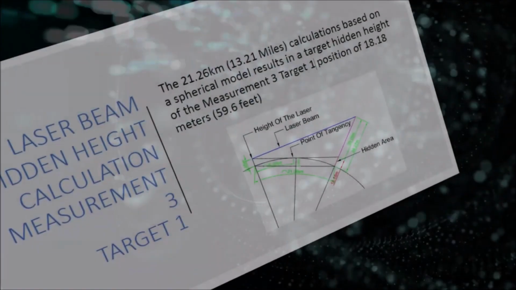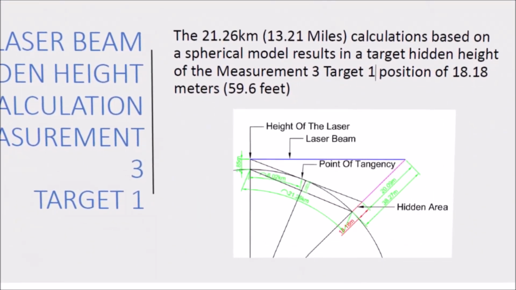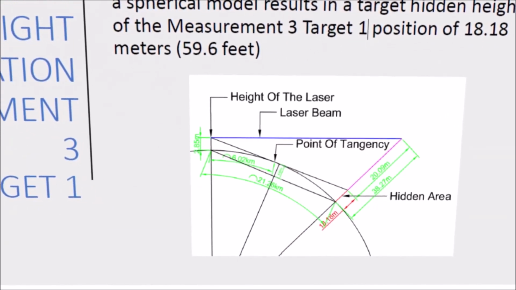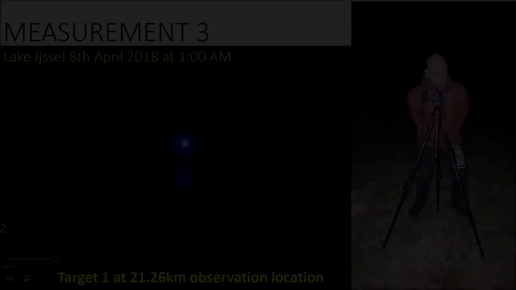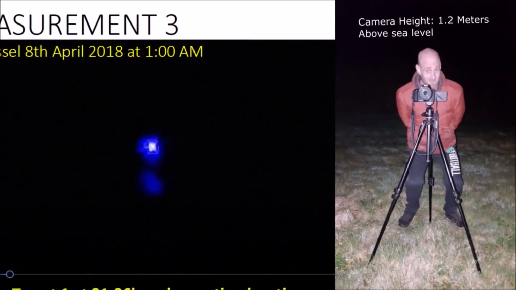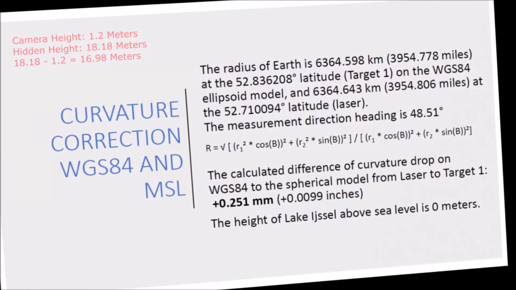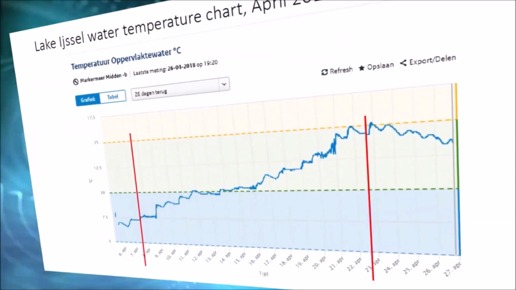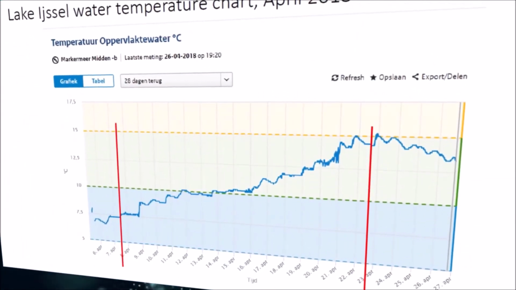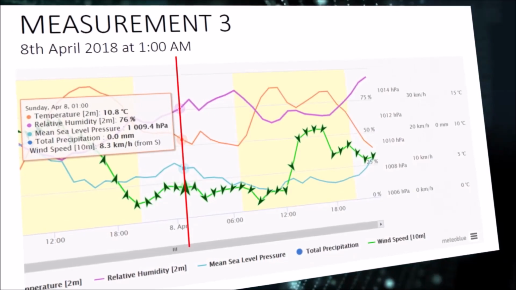The 21.26 kilometer calculations based upon the WGS-84 geoid model resulted in a target hidden height for measurement 3, Isle Lake, target 1 location of 18.18 meters or 59.6 feet. The camera height was 1.2 meters. The WGS-84 geoid model differed by 16.98 meters in this measurement, which meant 93% of the target hidden height was visible. The lake temperature was 7.6 degrees Celsius or 45.7 degrees Fahrenheit, and the air temperature was 10.8 degrees Celsius or 46.4 degrees Fahrenheit above the lake.